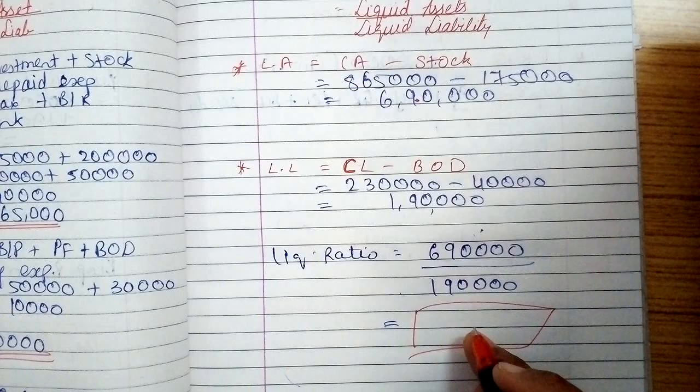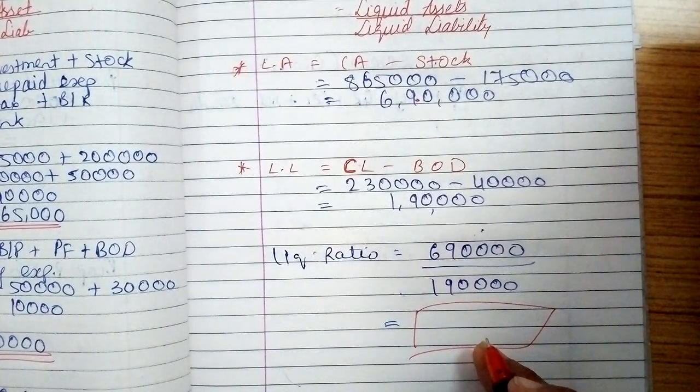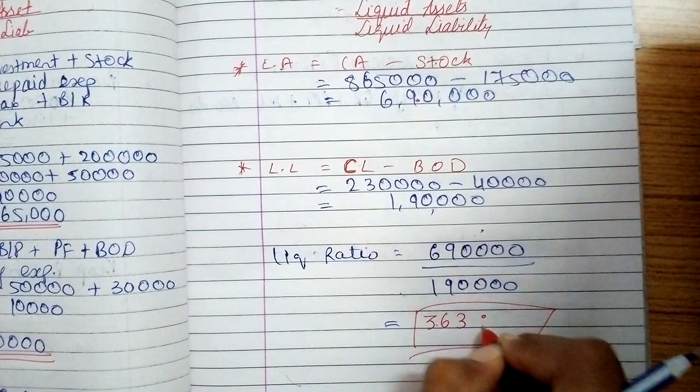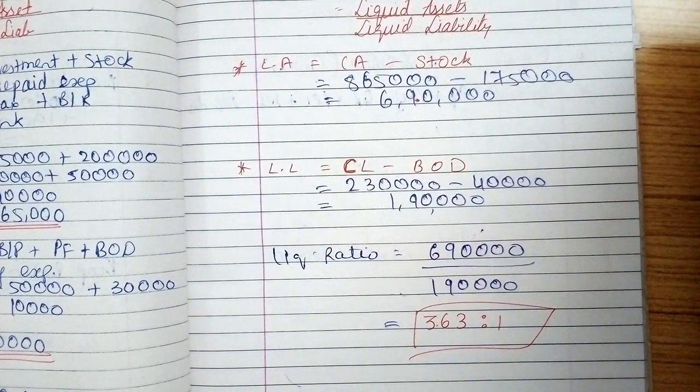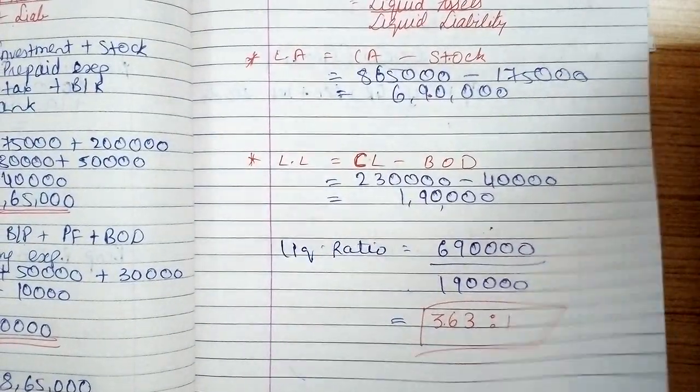So 690 divided by 190, that is 3.63:1. So this is the answer of current ratio of this example.